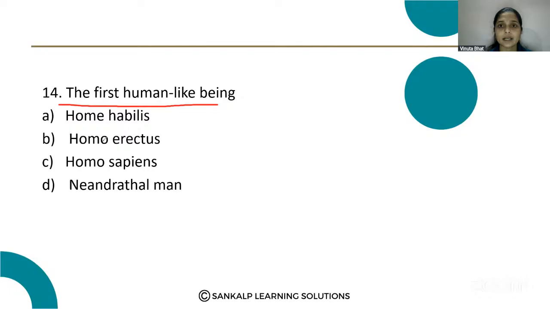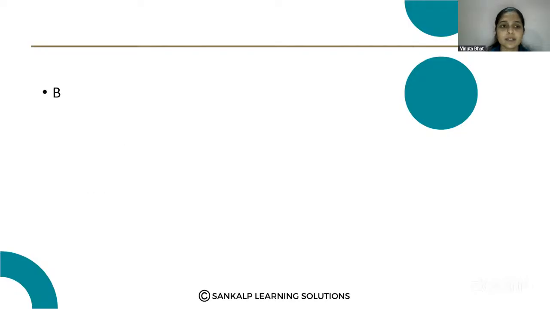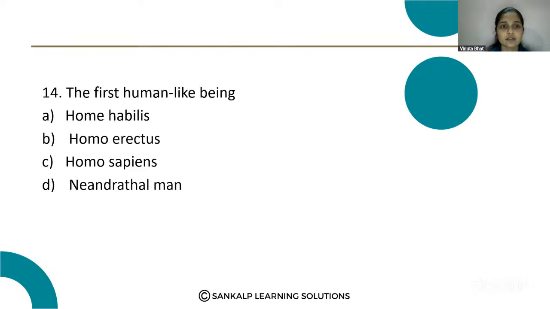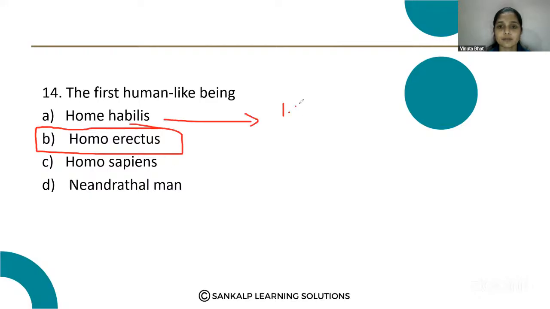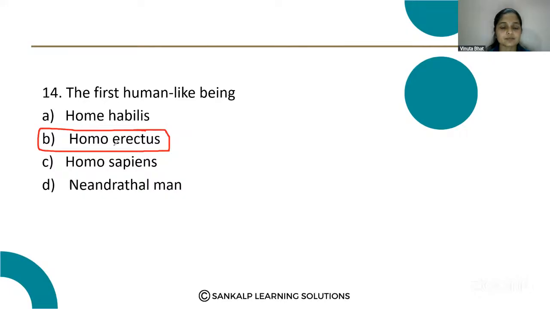The first human-like being means that before that, the primates were more similar to chimpanzees and gorillas, right? They were not more similar to human beings. So option B, Homo erectus, was the first human-like being. Then Homo habilis 1.5 million years ago, then Neanderthal man, then Homo sapiens. That is the order of human evolution, right? So the correct answer is option B, Homo erectus.